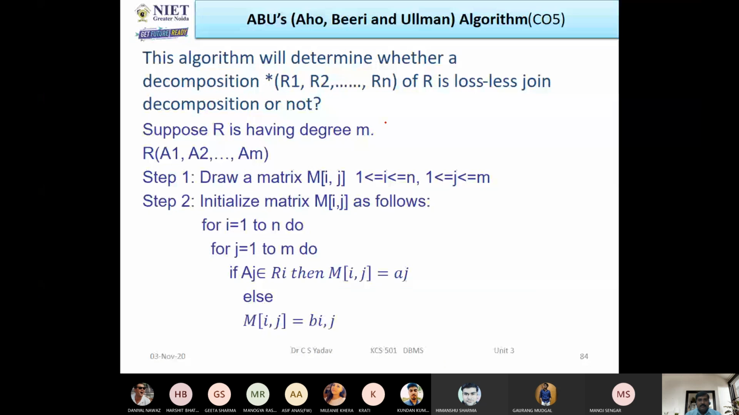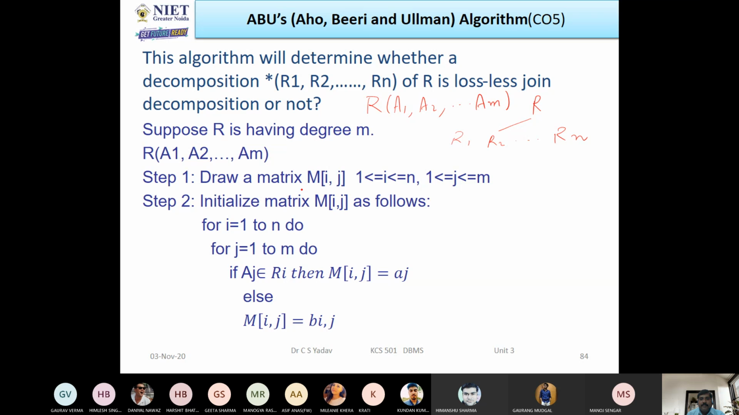This is the Aho-Beeri-Ullman algorithm. This algorithm will determine whether a decomposition R1, R2, ..., Rn of R is a lossless join decomposition or not. Here we decompose R into n subschemas, R1, R2, ..., Rn. And suppose R has m attributes A1, A2, ..., Am.